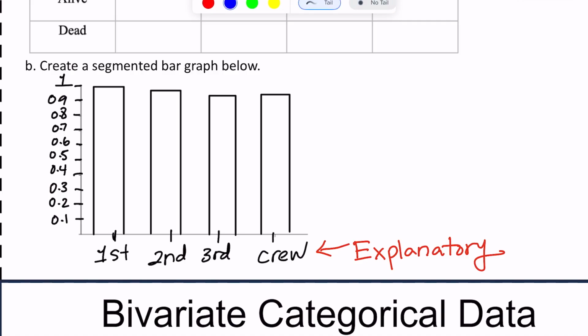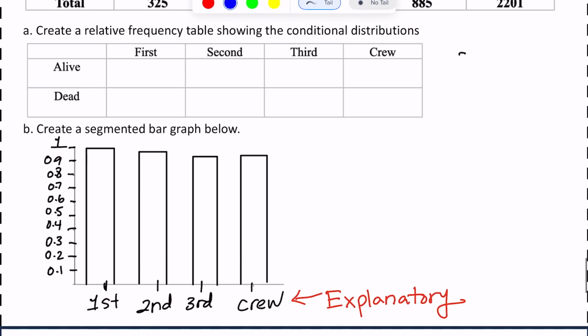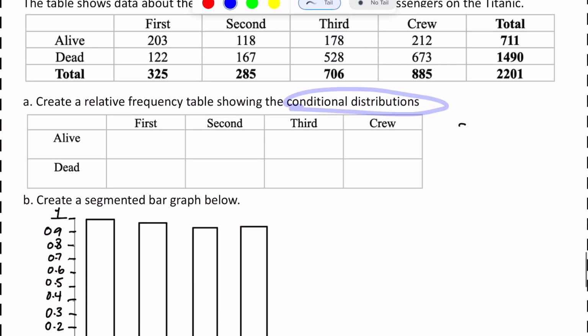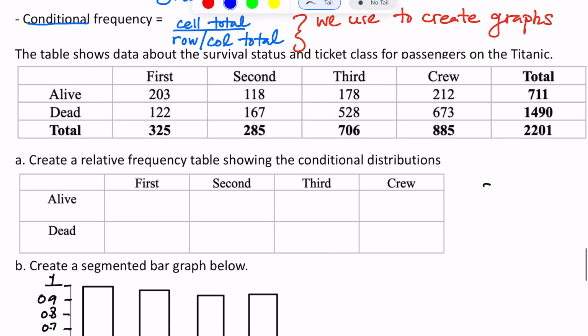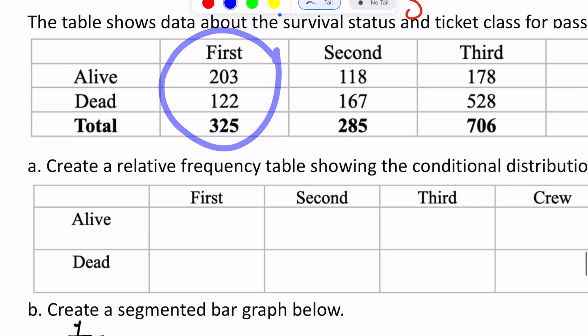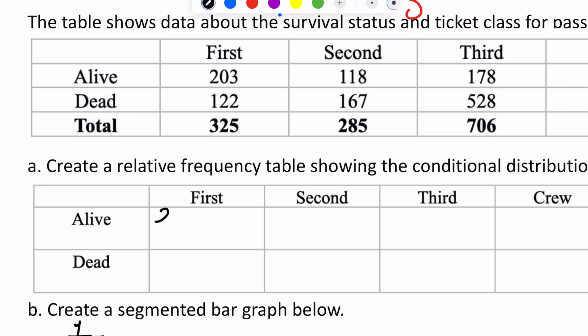Okay, and then we know what we're going to end up doing is we're going to break these into segments to represent the other variable. How do we decide how big those segments are? That's what we're going to do here by calculating some conditional relative frequencies. So let's start with the first class group. For the first class group, there were 203 out of 325 that were alive. So here we're calculating 203 divided by 325, which should give us 0.625.